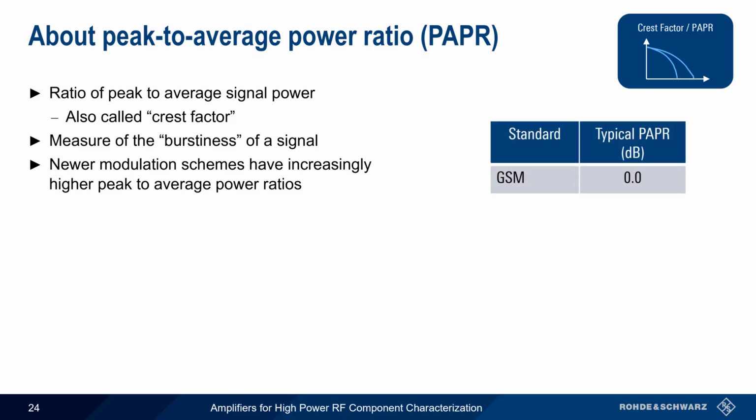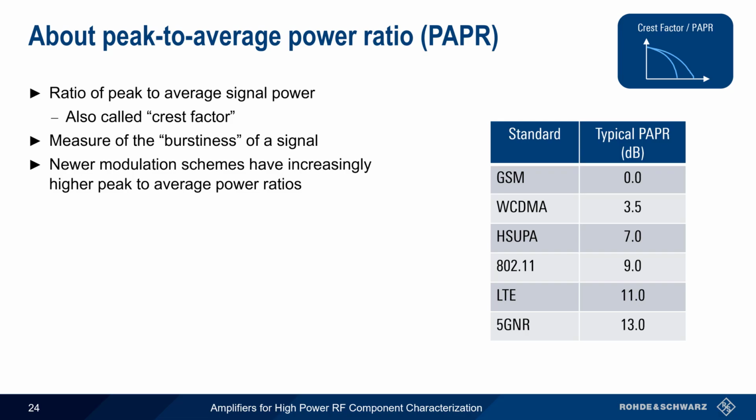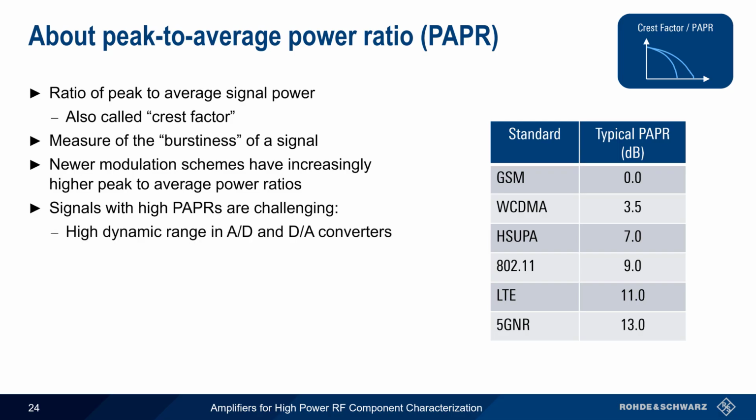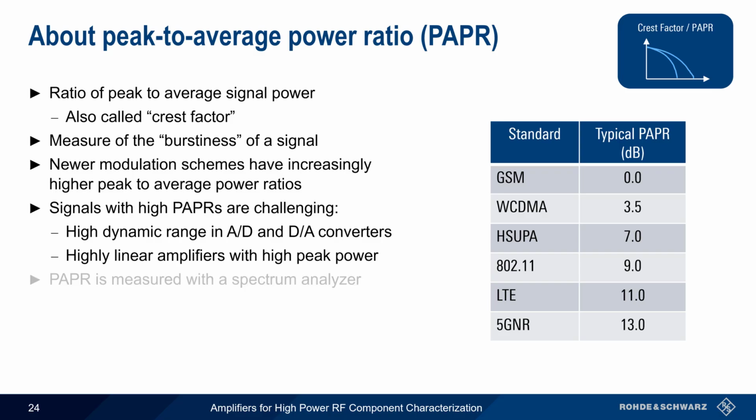For example, GSM, a 2G cellular technology, uses a modulation type that has a peak-to-average ratio of 0. But peak-to-average ratio has been increasing with each successive generation of cellular and Wi-Fi technology. This is important because signals with a high peak-to-average ratio can be very challenging. They require a high dynamic range in ADCs and DACs, and they often require highly linear amplifiers with high peak power capability.